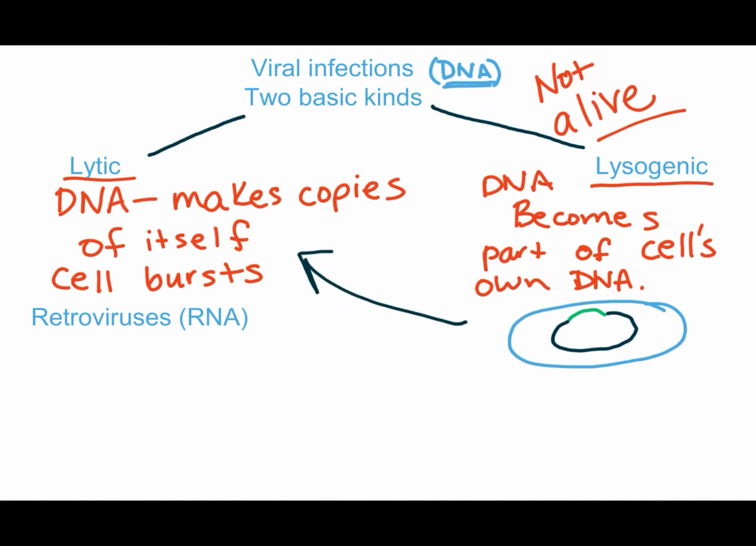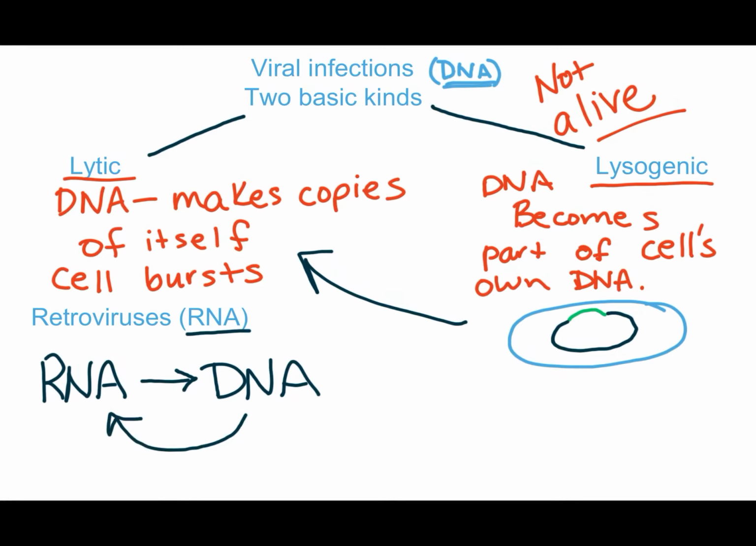and then it turns on and it starts making copies of itself, and it becomes lytic. Okay. And finally, we have what's called retroviruses, and their genetic material is made of RNA. And what they do, they have to do the same thing that lytic and lysogenic viruses do. So what they will do is they'll take their RNA and they will use the cell to make it into DNA. And then the DNA makes more RNA and codes for proteins, the proteins for the virus, and it takes over the cell that way.